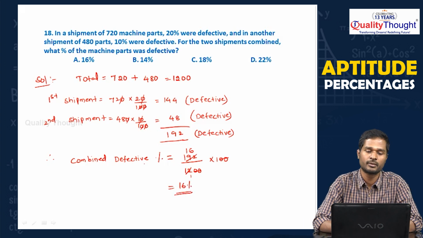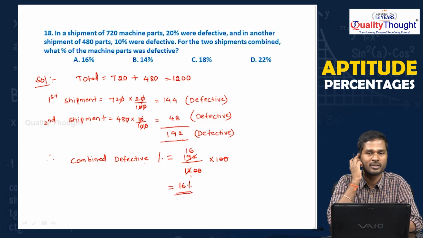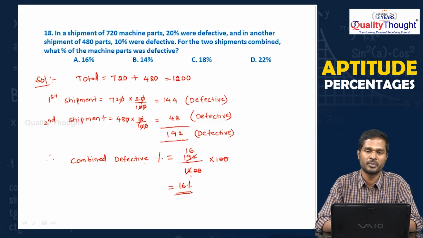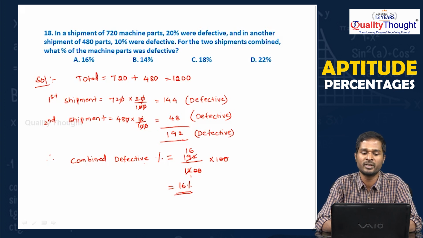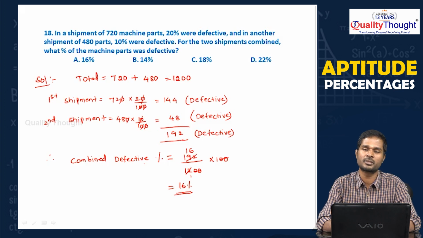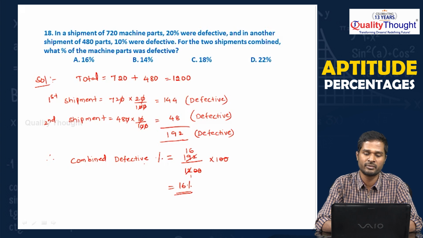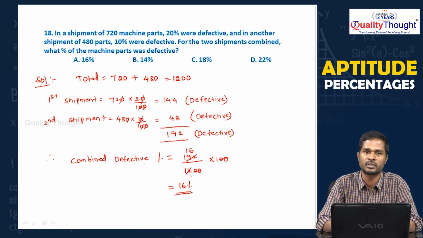So he has given two shipments. One shipment has 720 machine parts, out of which 20% were defective, and another shipment has 480 machine parts, out of which 10% were defective. So first calculate the total machine parts together in both the shipments. So 720 plus 480, that is 1200. So first find out the defective pieces of the first shipment. So out of 720, 20% were defective.